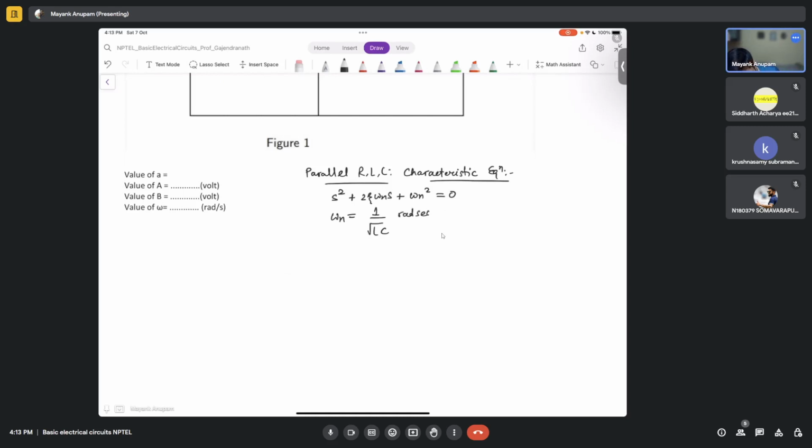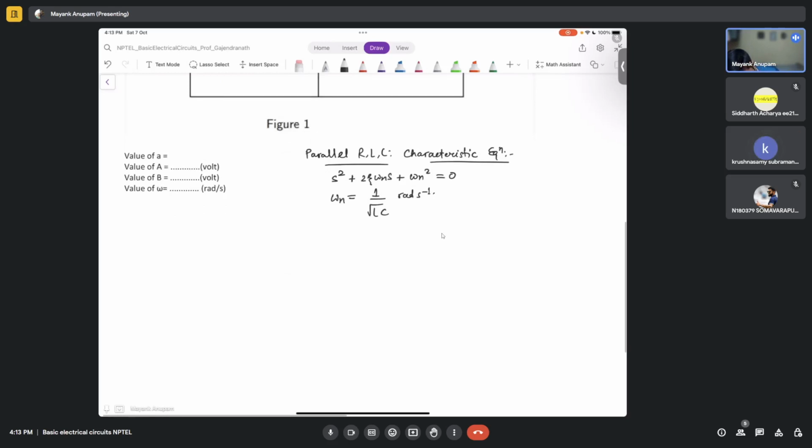Radian per second, isn't it? Yes, sir. And what is zeta? Or rather, tell me what is quality factor Q, and then zeta also.